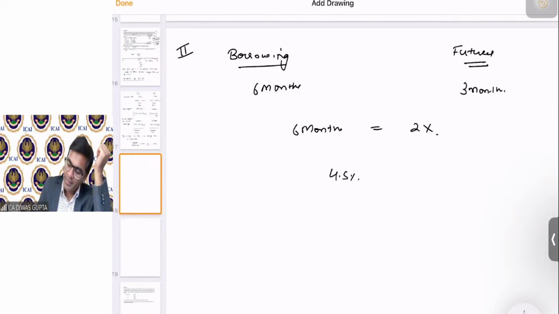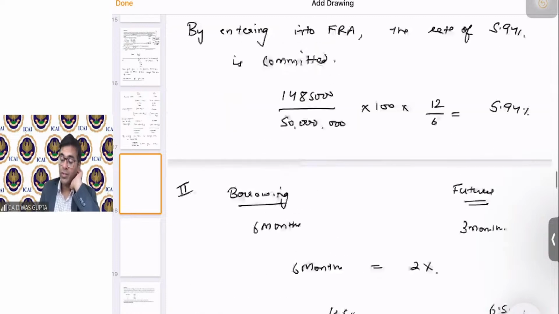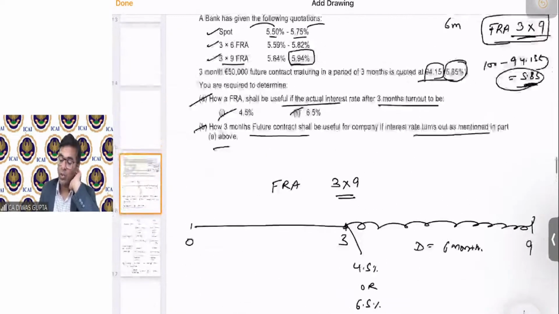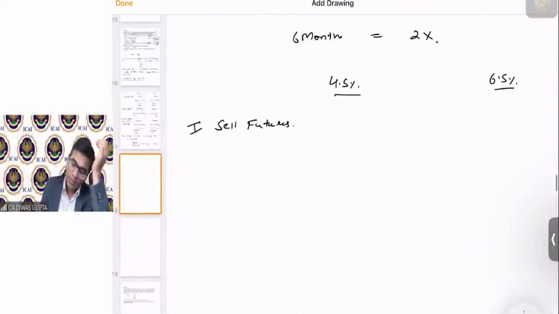Here it is 4.5%. Here it is 6.5%. There are two different cases. One, if we have to sell futures, at what rate will we be selling the futures? The same is given in the question, right? 94.15. At 94.15, we will sell the futures.